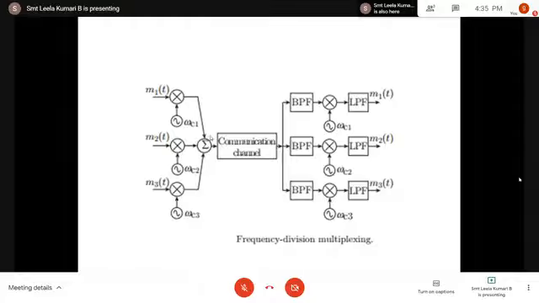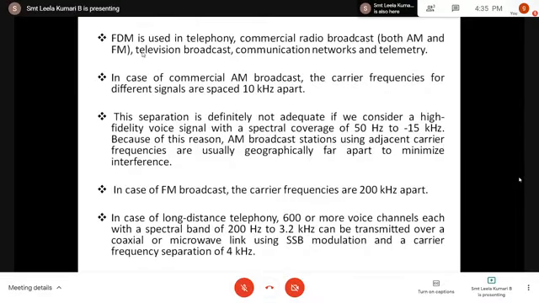FDM is used in telephony, commercial radio broadcasting, both AM and FM, television broadcasting, communication networks, and telemetry.